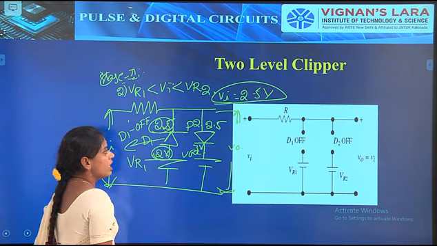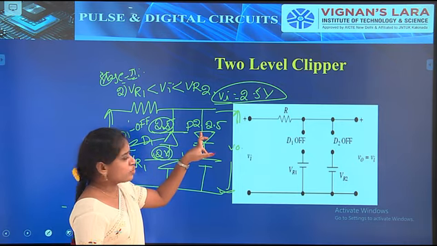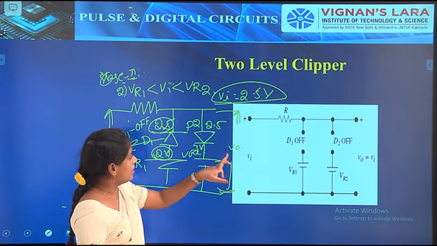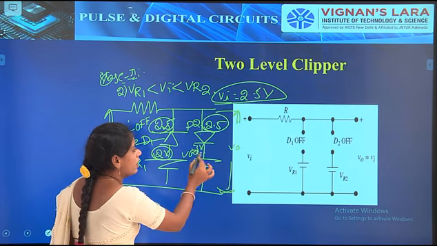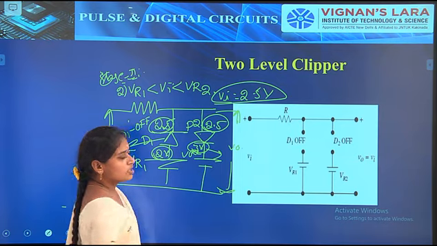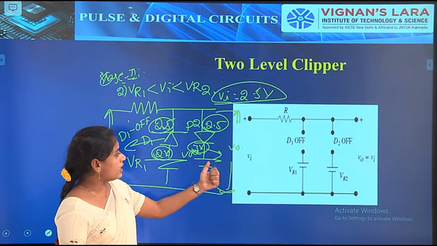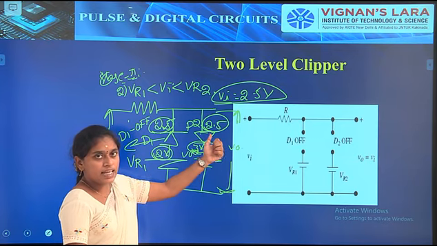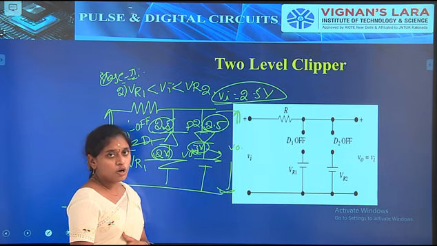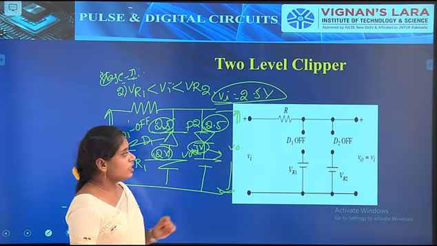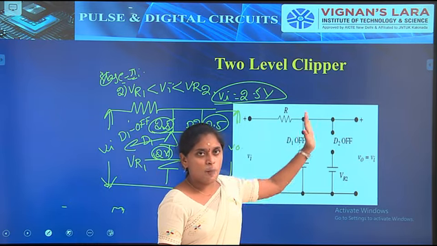In the same way, diode D2. What is the condition of the diode here? At the anode terminal we apply 2.5 volts, but at the cathode terminal we apply 3 volts. So from this example, the cathode voltage is greater than the anode voltage. So in this particular condition diode D2 is also off, so it can be replaced with an open circuit.